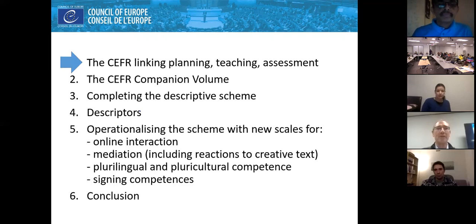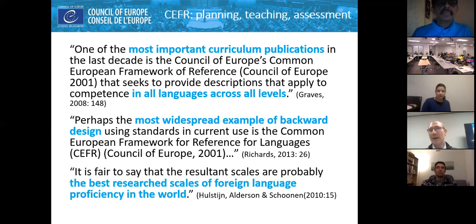So to remind you, the CFR has been around now for nearly 20 years, well, more than 20 years online. Graves wrote that it's one of the most important curriculum publications of the last decades. Jack Richards, of infamy from Richards and Rogers, wrote that it's perhaps the most widespread example of backward design. Backward design is working back from end objectives to what you're going to teach. And Charles Alderson and other colleagues wrote that it's probably the best researched scales of foreign language proficiency in the world. And we're going to talk about why.